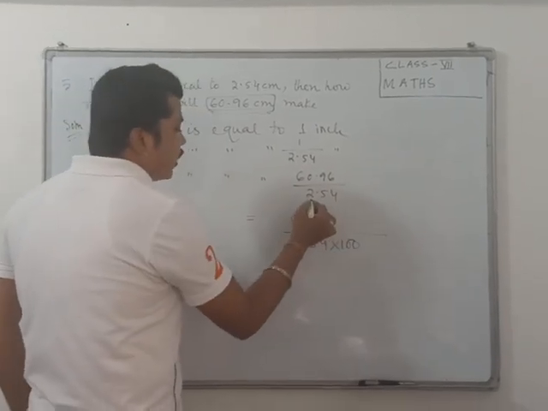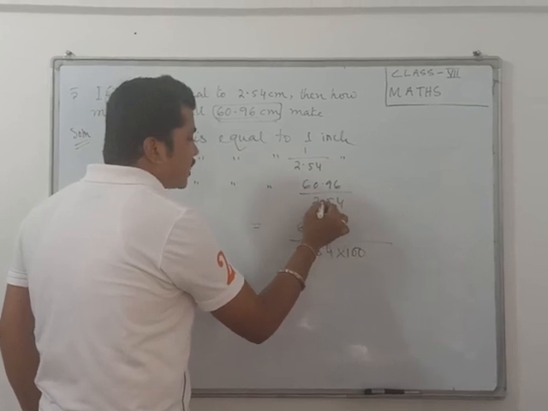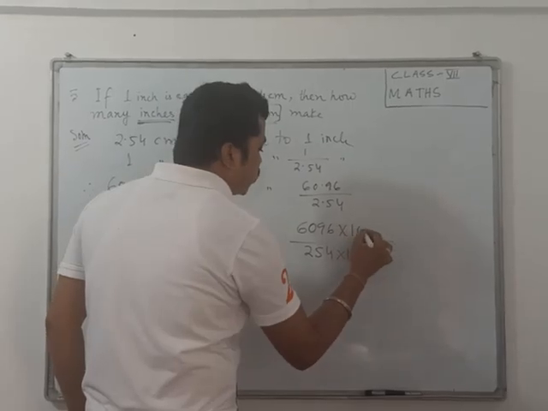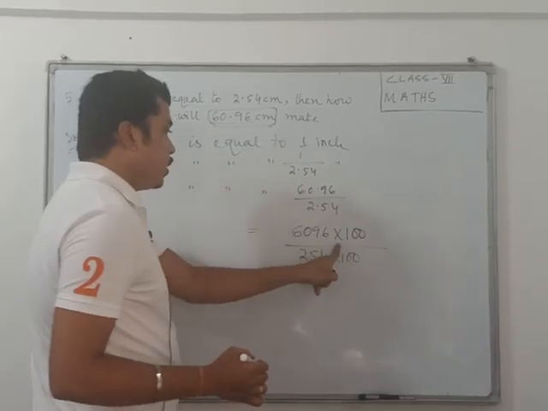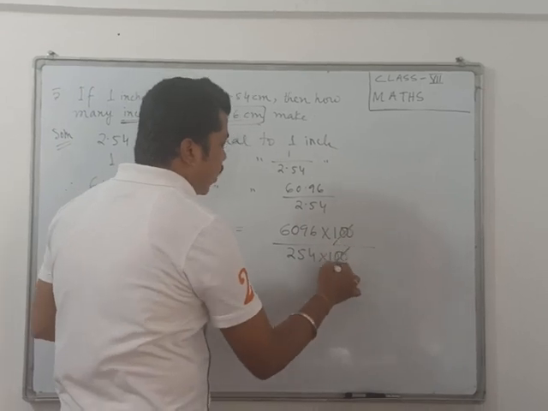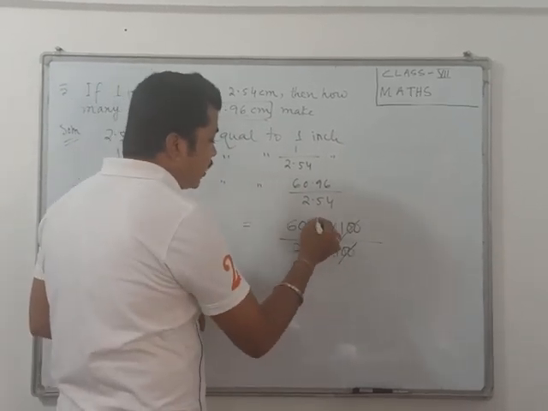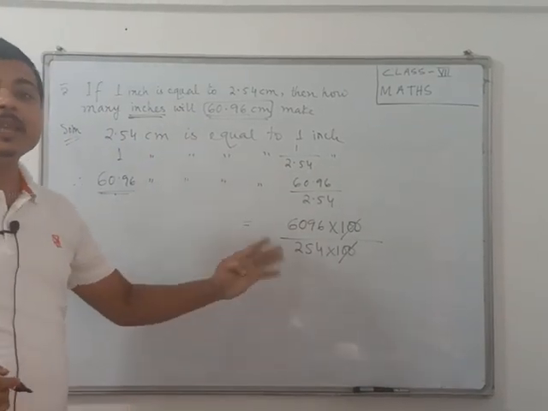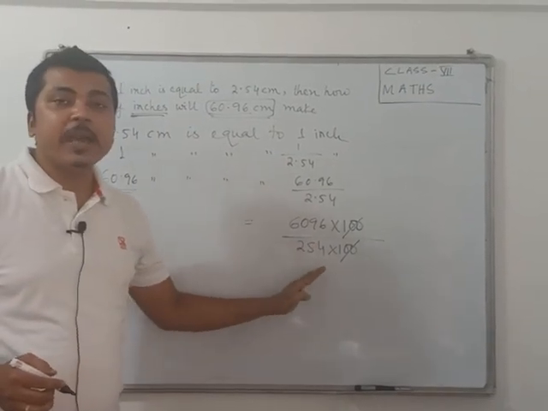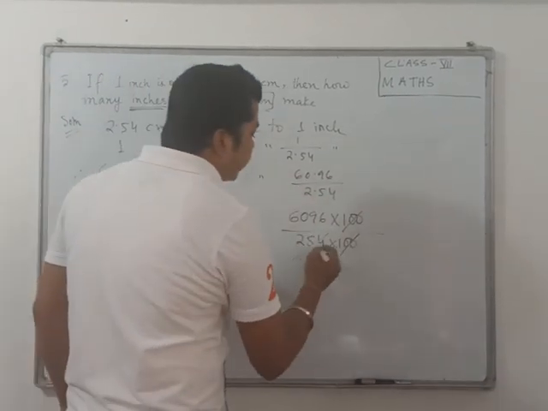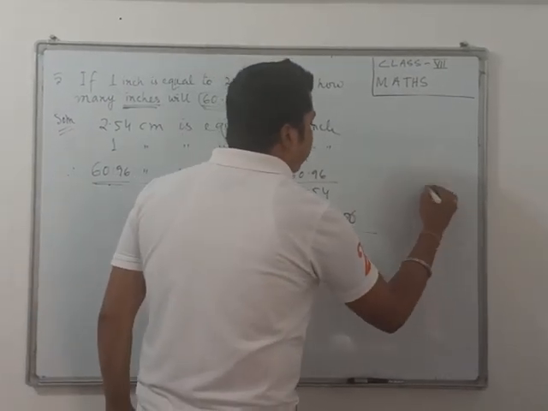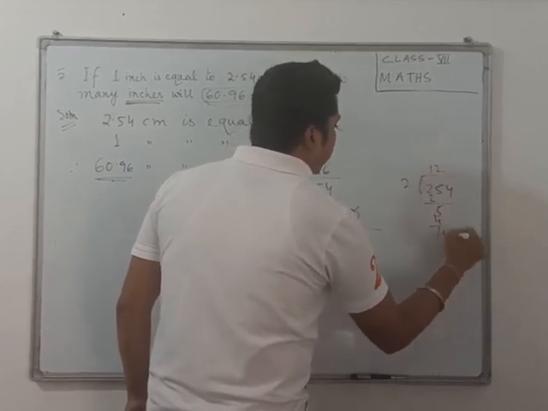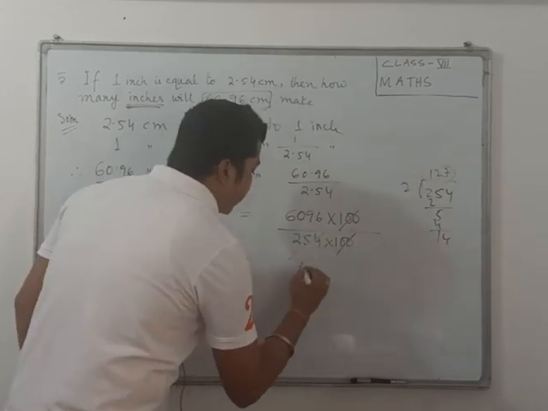Now, in our denominator, we had 2.54. That means after decimal, we had 2 digits. Now, in the numerator, we are going to add 00 with this one, 1. Now, 100 gone. Now remaining 6096 and 254, both are even number. So even number can be cancelled or divided by 2. So both are even number, we can divide it by 2. 254, if you divide by 2, it will be 127.